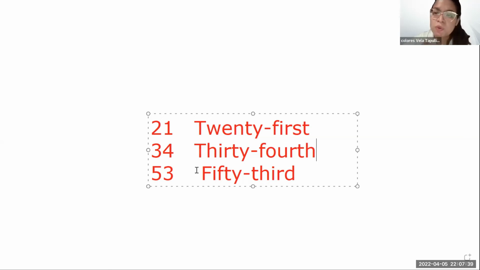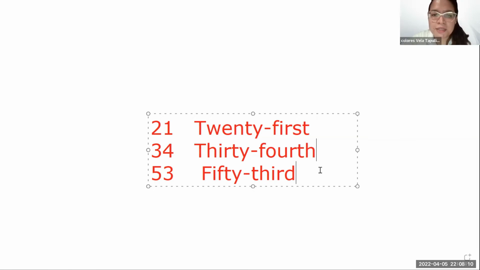Exactly. When you want to talk about these numbers, 21, 34, 53, 68, and you want to use these numbers in ordinal form, always the first number is going to be in cardinal, and the second one is going to be in ordinal. So finally you have these combinations: 21st, 34th, and 53rd. This is the idea.